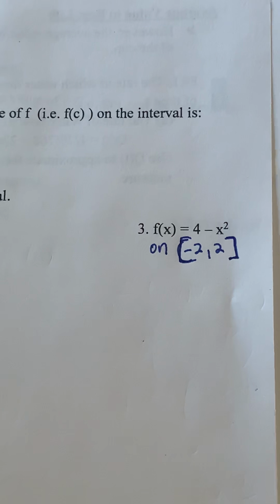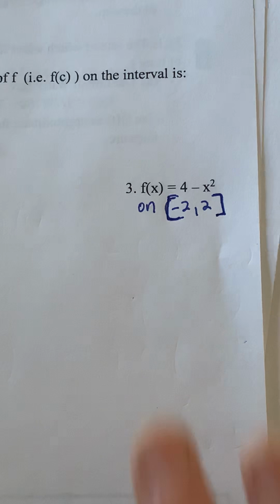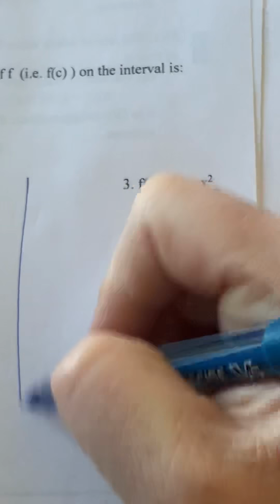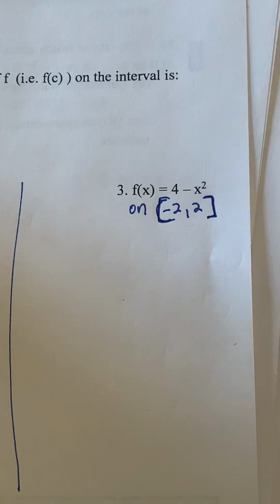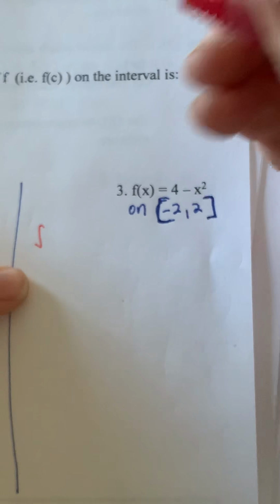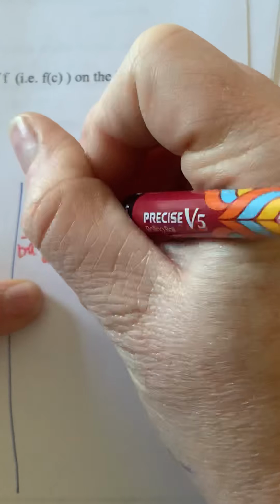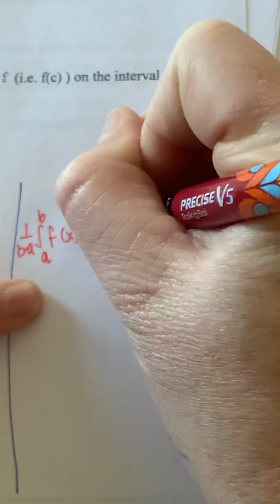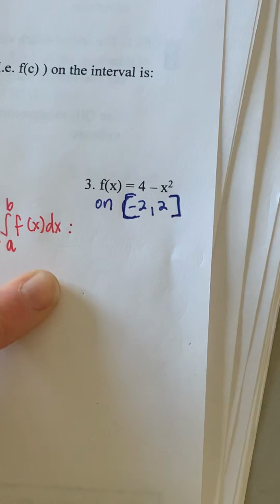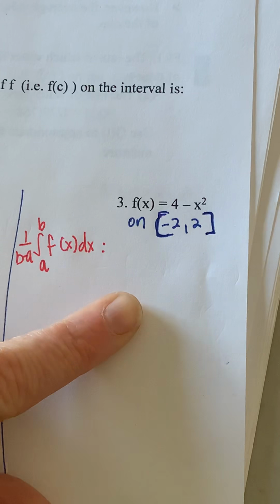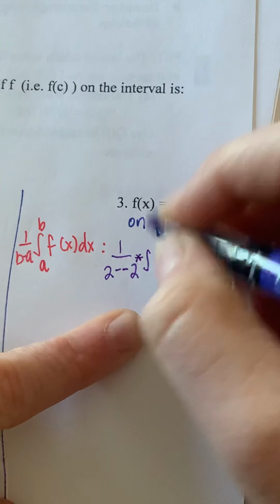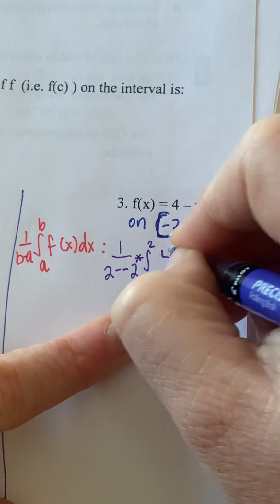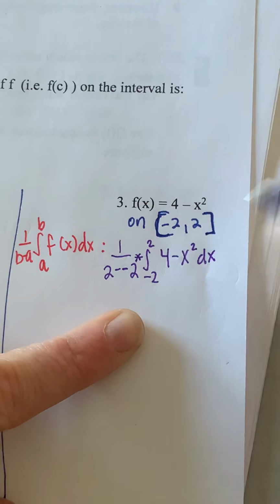Okay, number 3. Remember we scribbled out and wrote the interval on -2 to 2. So make sure you fix that first. Okay, so let's go through our integral here from our 1 over b minus a times the integral from a to b of f of x dx. That's our formula. So when we plug that in, we'll get 1 over 2 minus -2 times the integral from -2 to 2 of 4 minus x squared dx.